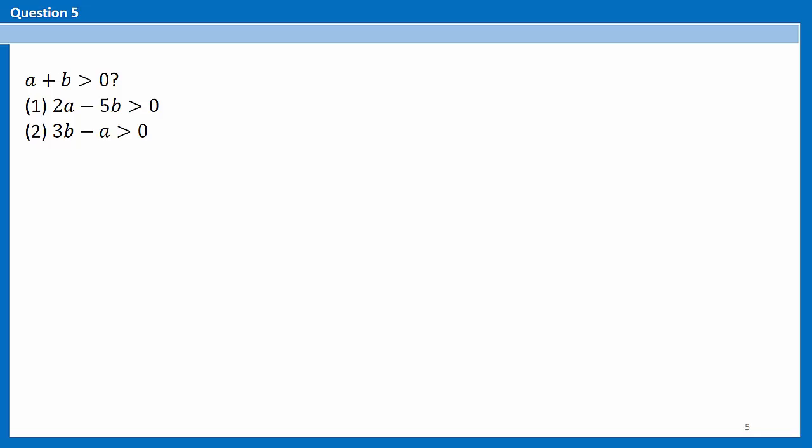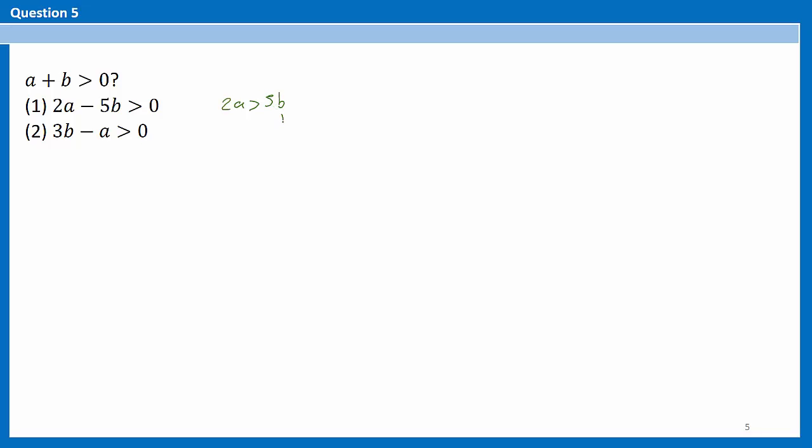Is a plus b greater than 0? That is the question. I have two statements. One says that 2a minus 5b is greater than 0. So I can take 5b to the right and say that 2a is greater than 5 times b.